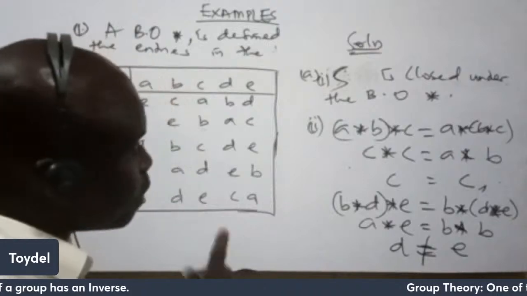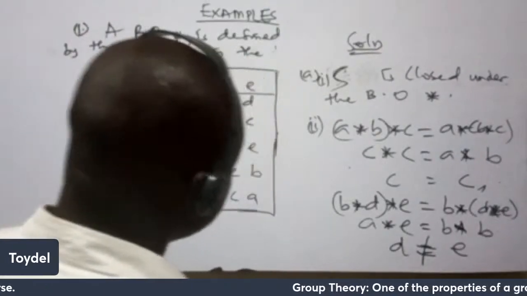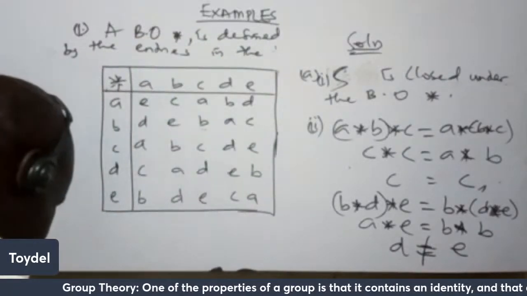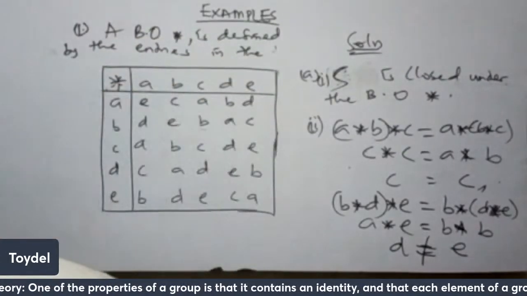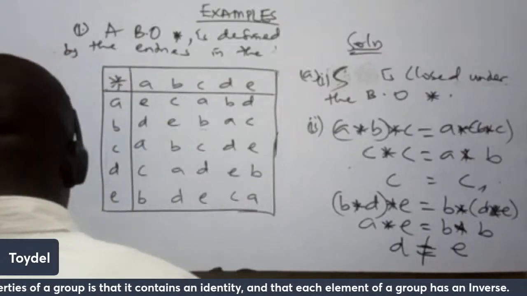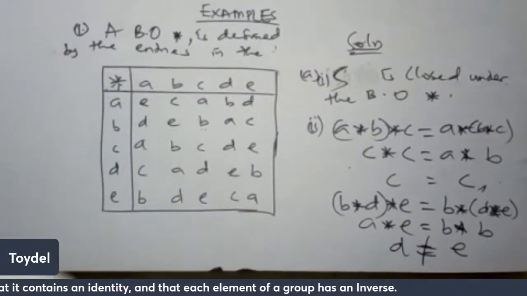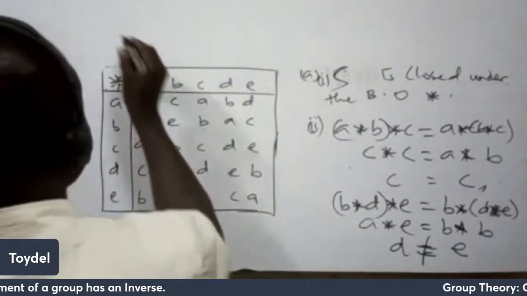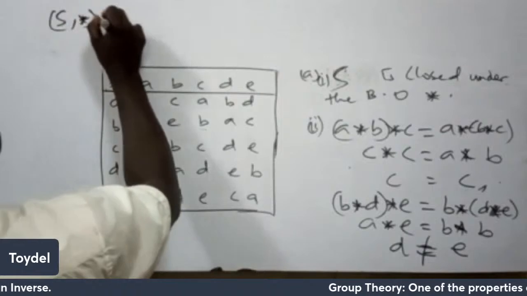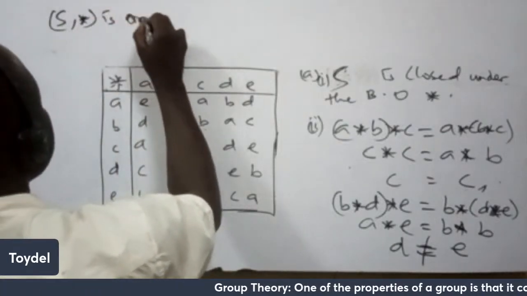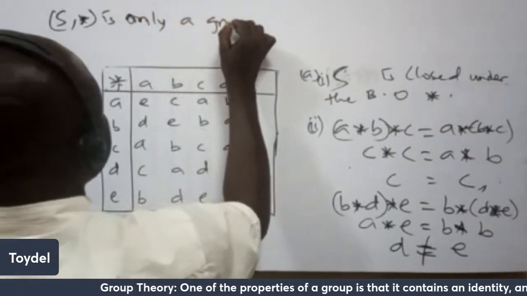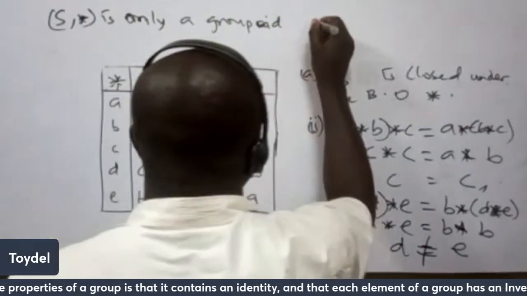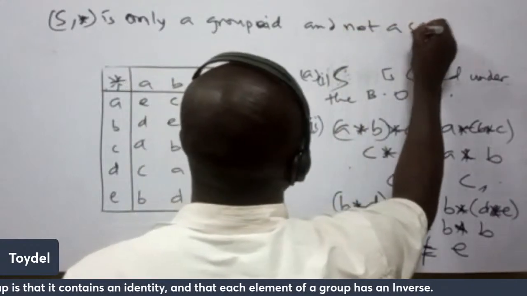It shows that the associative property does not hold for all elements A, B, C that belong to X. So in this case, since we are unable to show that the associative property holds for all, we say that in the first question, S asterisk is only a groupoid. Is only a groupoid and not a semigroup.